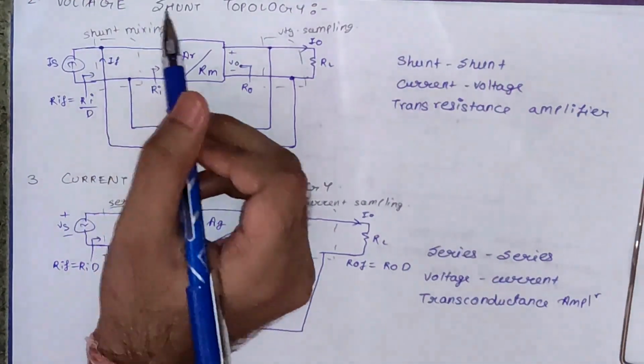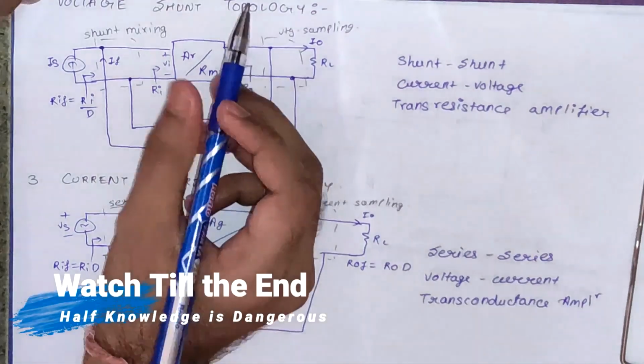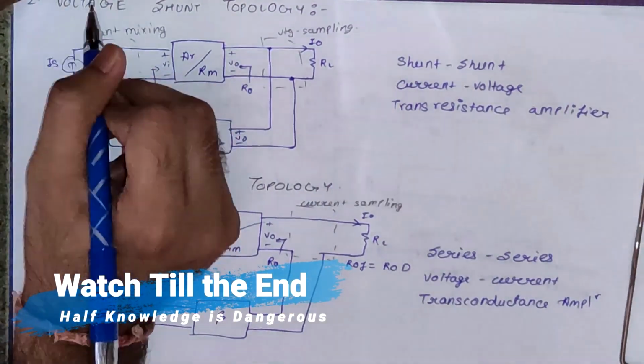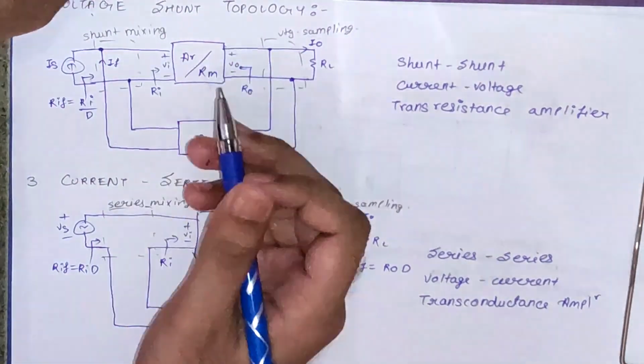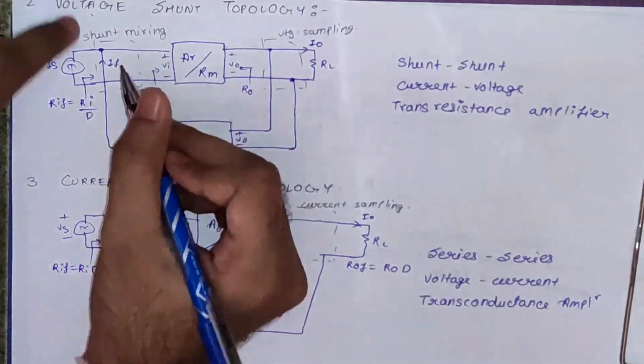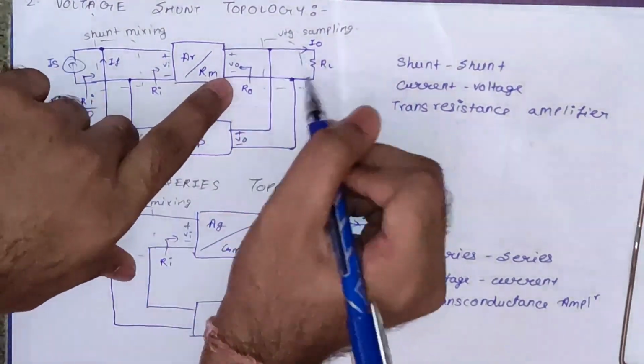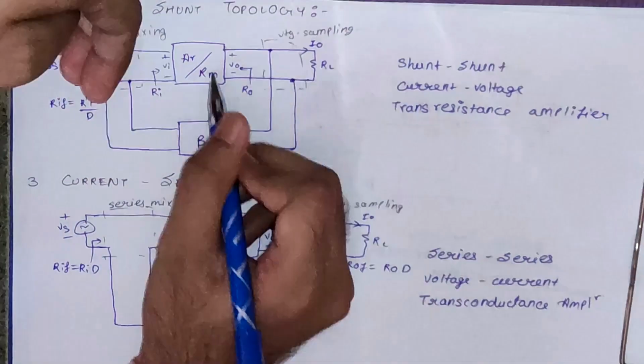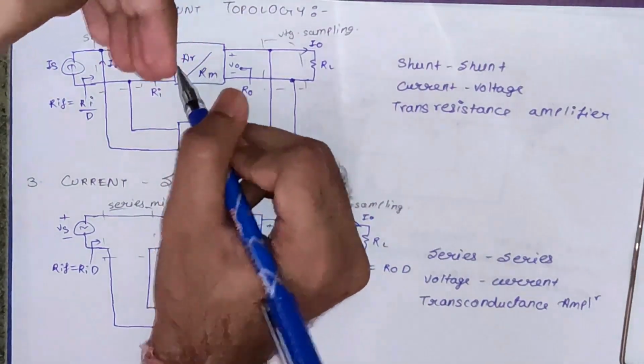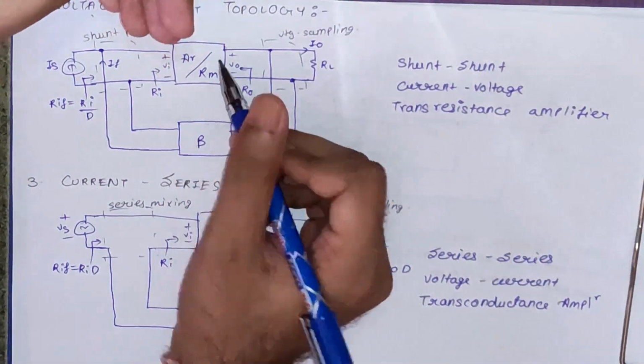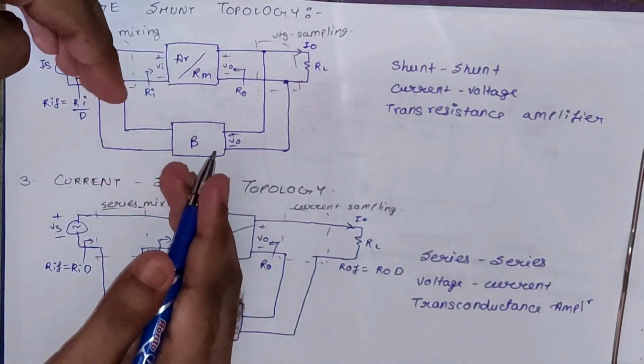Now let us see the voltage-shunt topology. This is the second one. This says we have voltage sampling at output and shunt mixing at input. So you can see we have shunt mixing here and voltage sampling here. And the open loop gain here can be represented by AR, or basically RM.